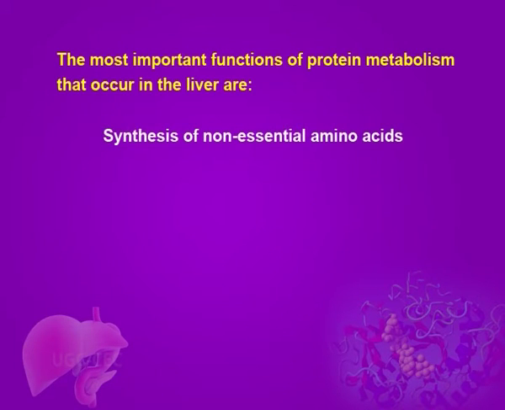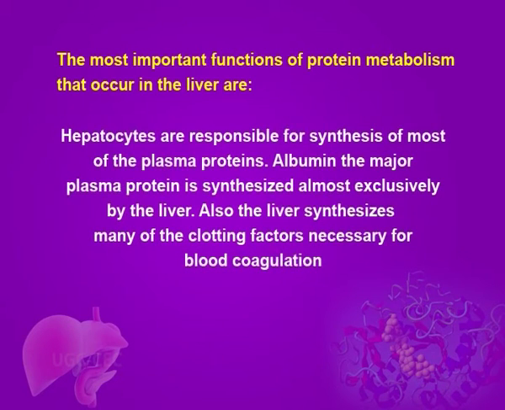Synthesis of non-essential amino acids. Hepatocytes are responsible for synthesis of most of the plasma proteins. Albumin, the major plasma protein, is synthesized almost exclusively by the liver. Also, the liver synthesizes many of the clotting factors necessary for blood coagulation.